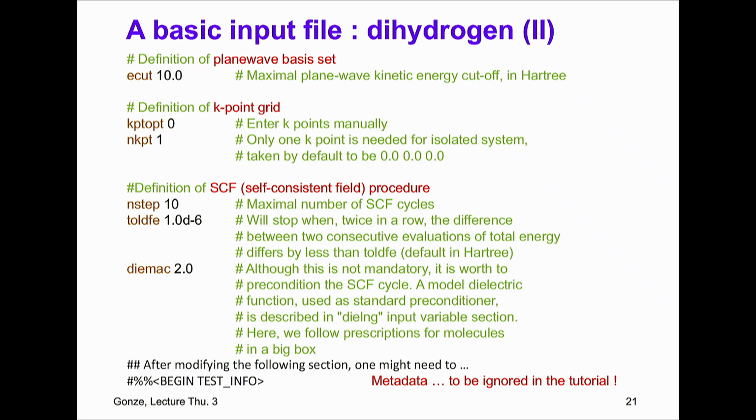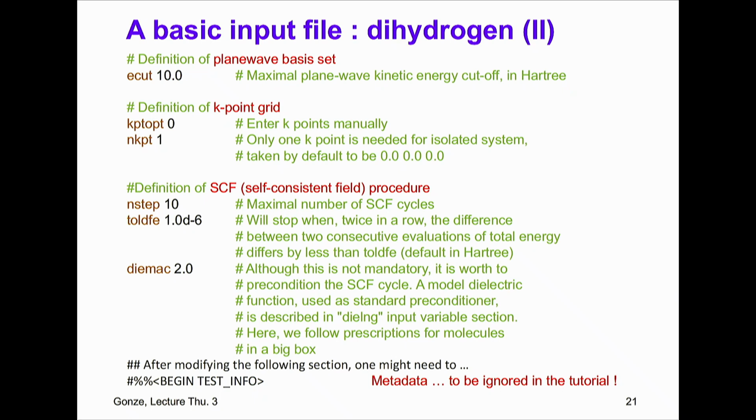And then it's not mandatory, but to help ABINIT do the SCF convergence can prove useful in some cases. This is the macroscopic dielectric constant for a big box with only one atom. It might have been 1. It's simply a helper to possibly speed up the calculation.